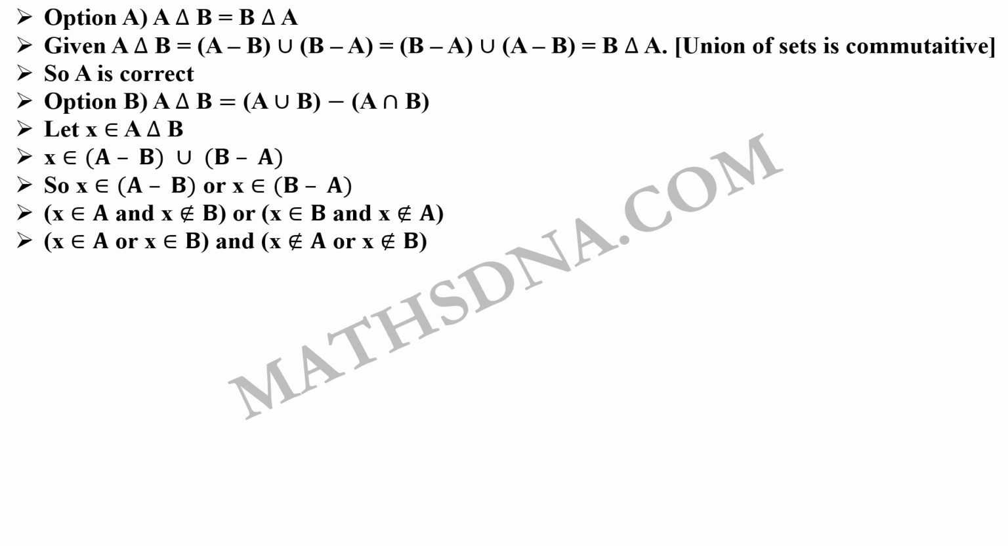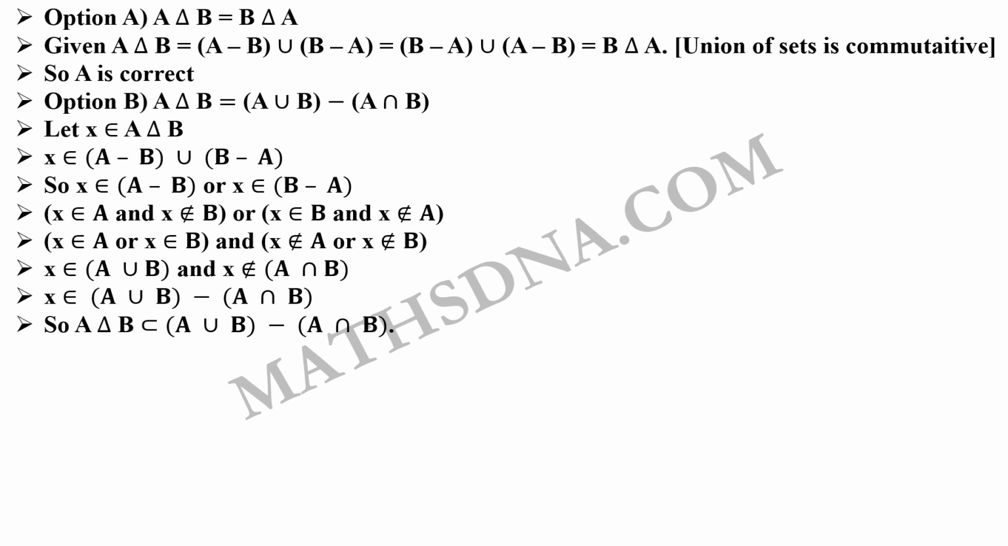This simplifies to x belongs to A or x belongs to B, and x does not belong to A or x does not belong to B. That is nothing but x belongs to A union B and x does not belong to A intersection B, which implies x belongs to A union B minus A intersection B. We took an element in A delta B and we found that it is in A union B minus A intersection B. So A delta B is a subset of A union B minus A intersection B. Be very careful when you are solving with and, or, and belongs to, not belongs to.